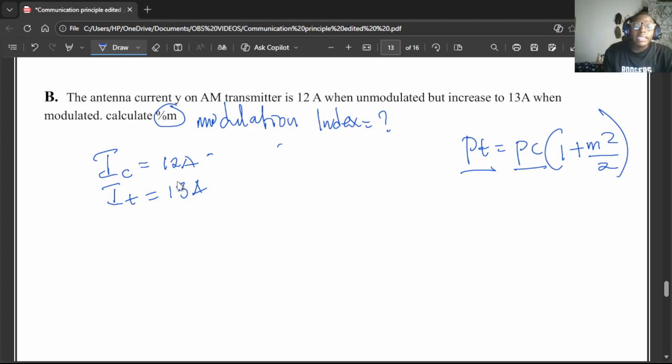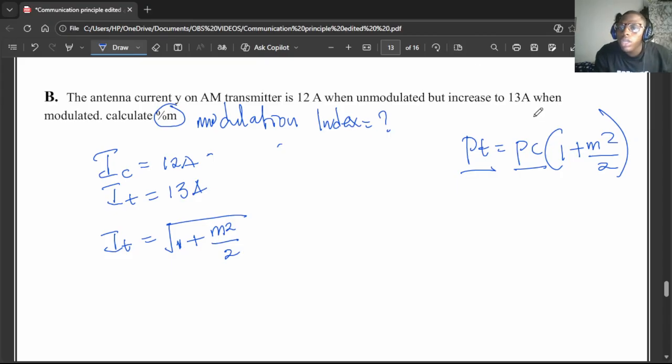Remember, if you go through your material, you will see an equation that says IT is equal to the square root of 1 plus M square over 2. So instead of a closed bracket, we now see a square root when we are considering current, your carrier current and your transmitted current. So this is the equation you have to use.